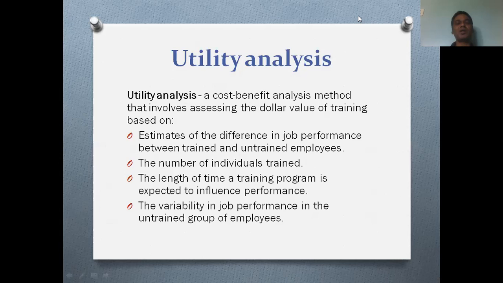The next one is utility analysis, and this also can be done. It's also a cost benefit analysis that involves assessing the value of training based on estimates of the difference in job performance between trained and untrained employees. What is the difference in job performance between the trained and untrained employees, and also the number of individuals who have been trained, the duration of the training program which is influencing the performance of the employee, and also variability in job performance of the trained and untrained employees. All this can be done by using utility analysis.